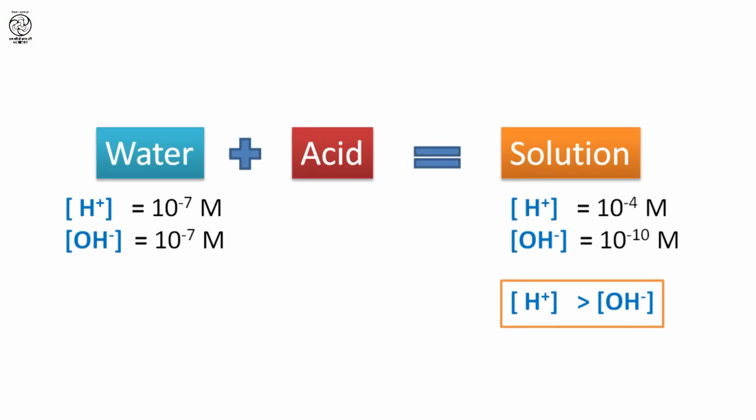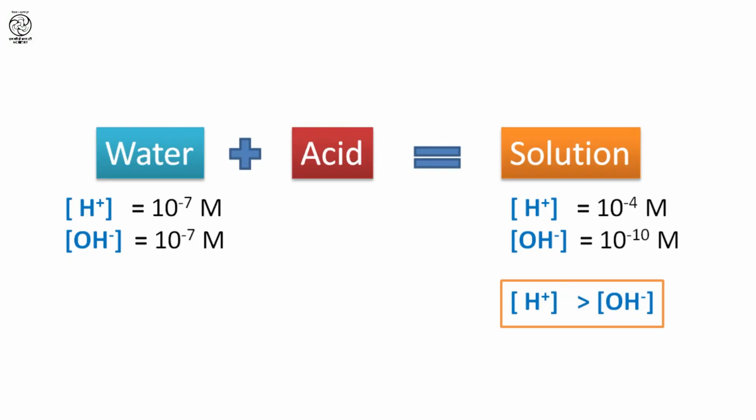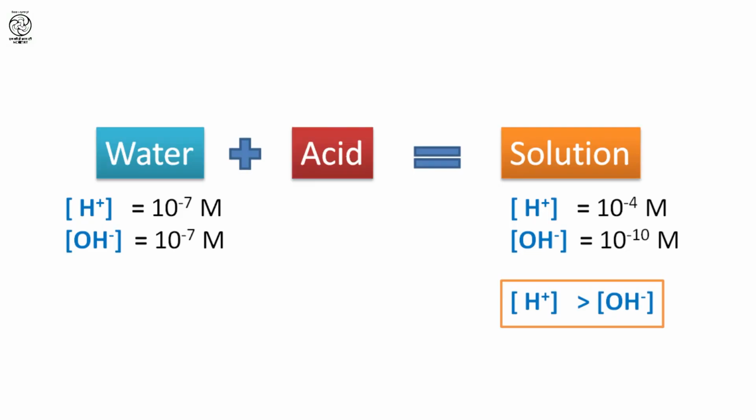Now, suppose we are adding acid, then what will happen? Concentration of H positive ions will increase. That means, suppose now we have a new concentration of solution, that is 10 to the power minus 4. That means H positive ion concentration is 10 to the power minus 4. Then what is happening? Concentration of H positive ions increasing means concentration of OH negative ions decreasing. So, if the concentration is 10 to the power minus 4, then the concentration of OH negative ions will be 10 to the power minus 10.